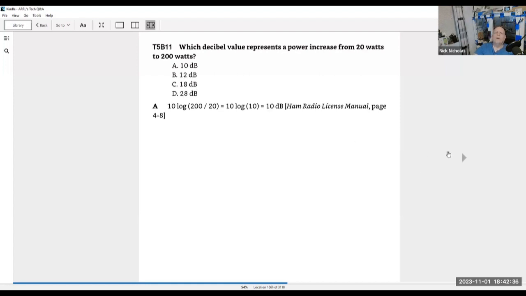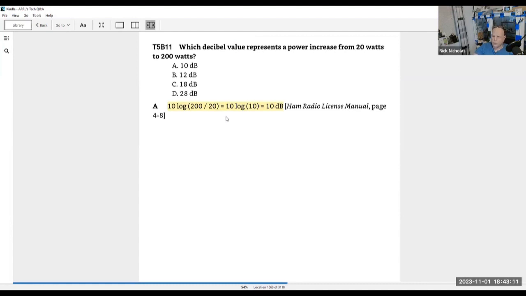Which decimal value represents an increase in power from 20 watts to 200 watts? That's a little trickier. If you really want to do this right, you should use this equation, learn it and use it. But you can estimate it knowing that every doubling is 3 dB.